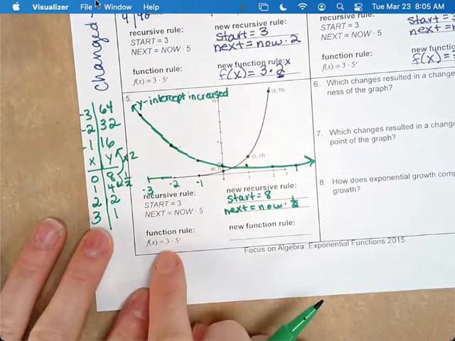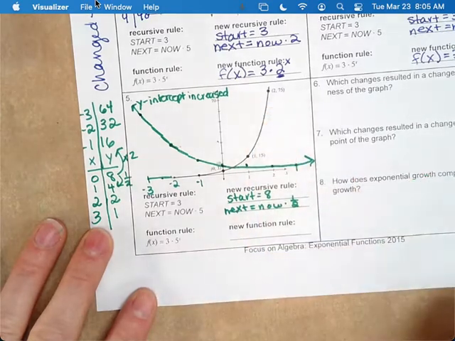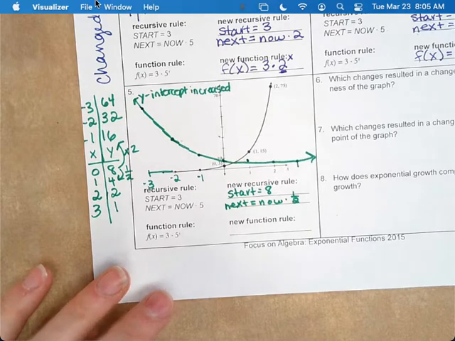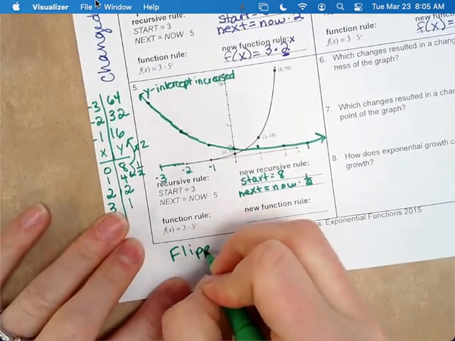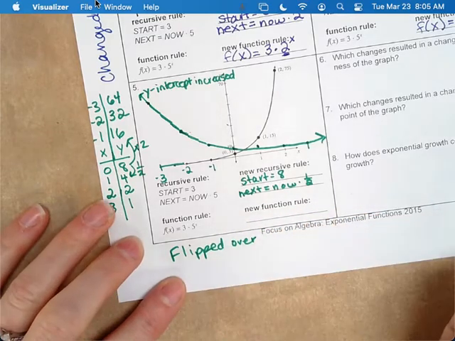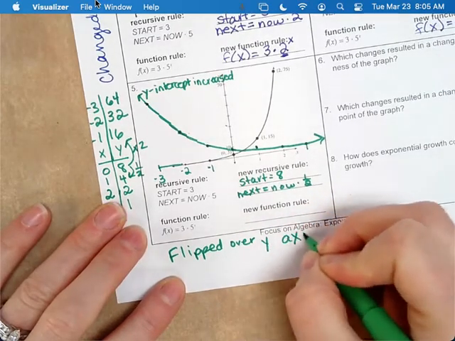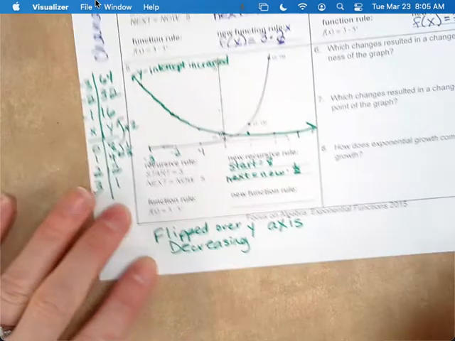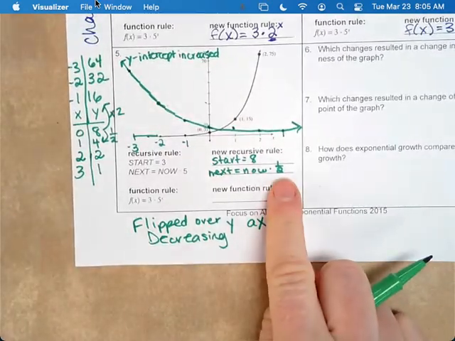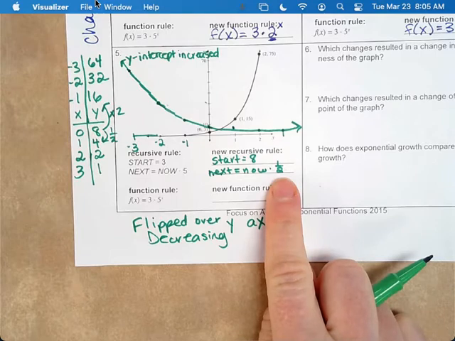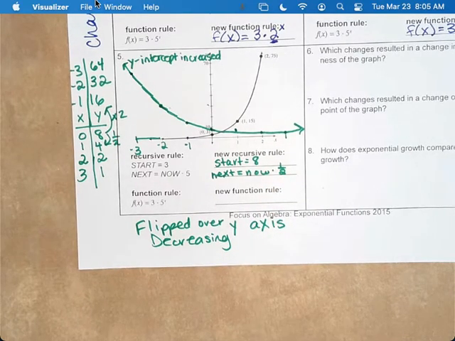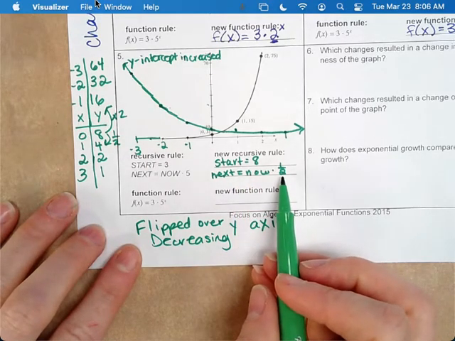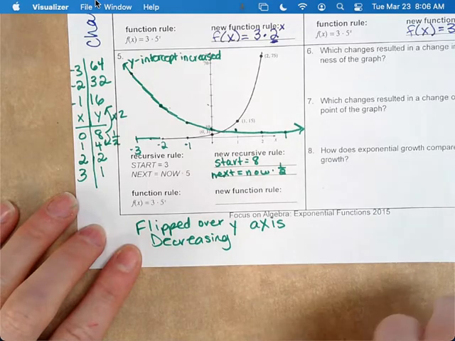So what do you notice about this graph compared to this graph? Yeah, it was like flipped. Flipped over which axis? Why? Because it's decreasing instead of increasing. So if the rate is a number less than 1, then it would be halved. I mean, it would be a decrease.